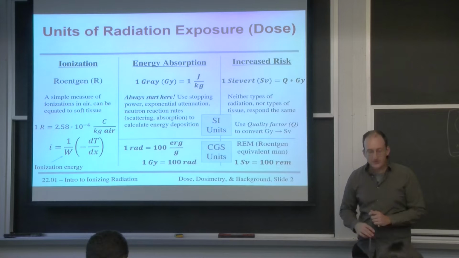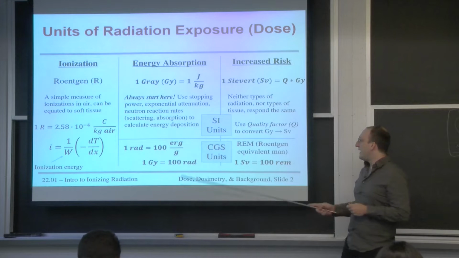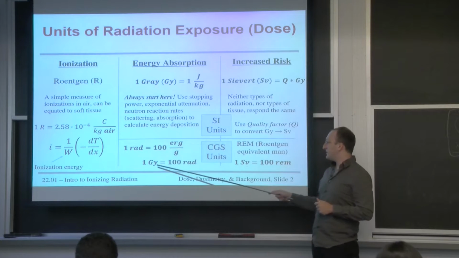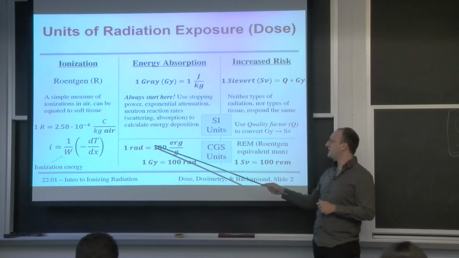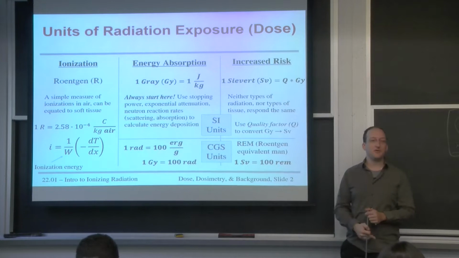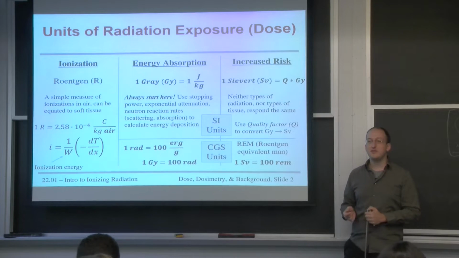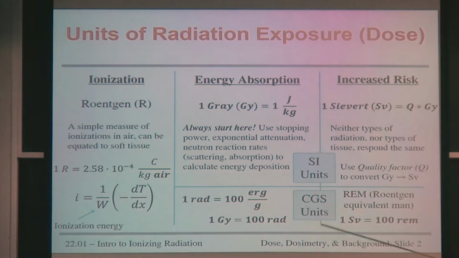And then there's the CGS units, the ones that are based in centimeter gram second instead of kilogram meter second. The rad is a simple measure. Let's say 100 rad is just 1 gray. Where the rad actually comes from is it's defined as 100 ergs absorbed energy per gram, where an erg is 10 to the minus 7 joules, and a gram is 10 to the minus 3 kilograms. And so you can do the mental math there to make sure these all work out.